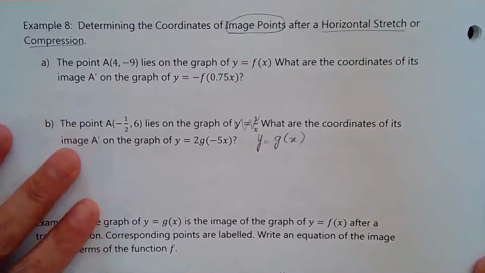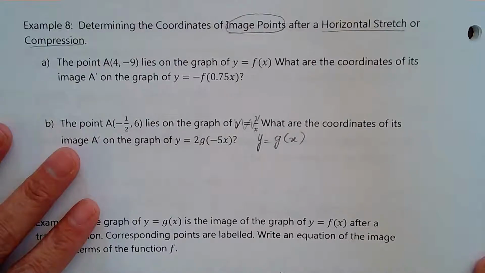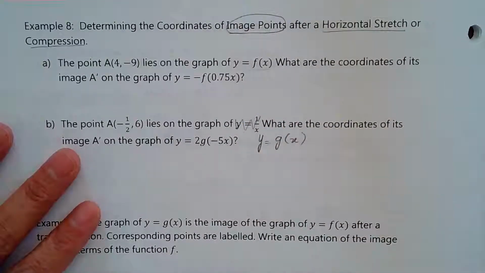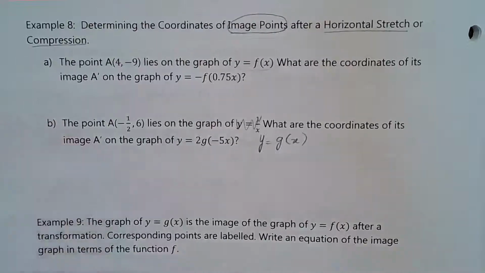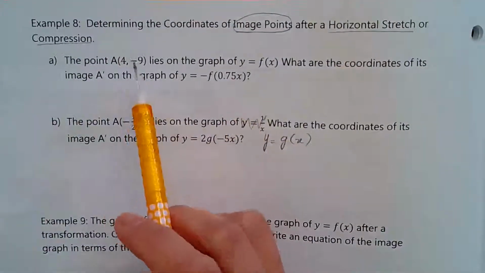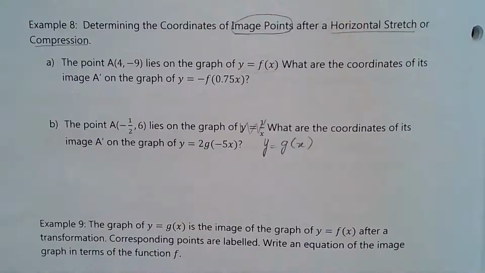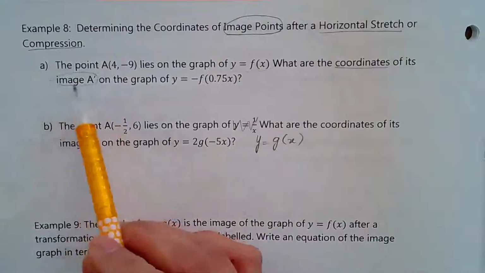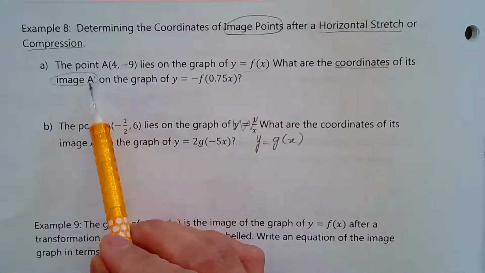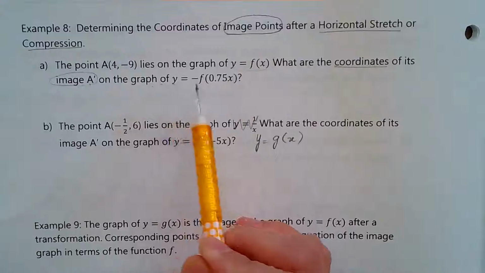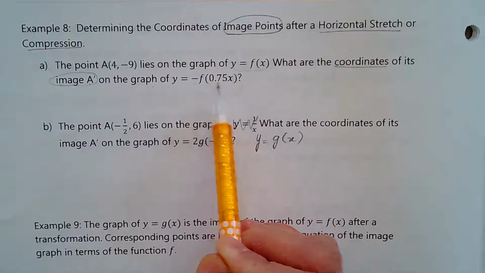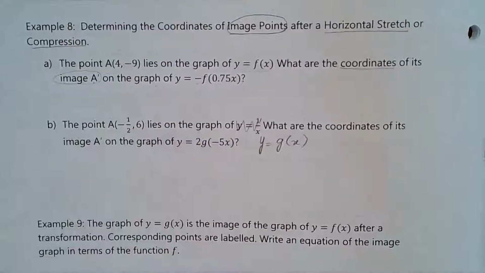So it says here, a point that is (4, -9) lies on a graph of y equals f of x. Well, we don't know what f of x is. We don't know what the graph looks like, but we do know for certain that this point is in that particular graph. So what are the coordinates of the image A prime? This is A prime, on the graph that's negative f of 0.75 times x.